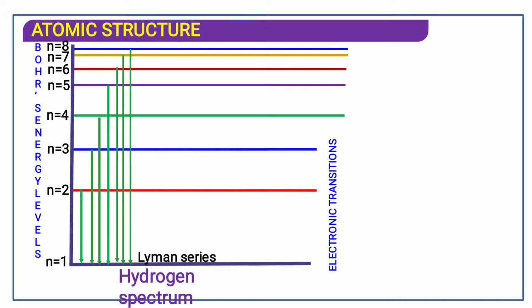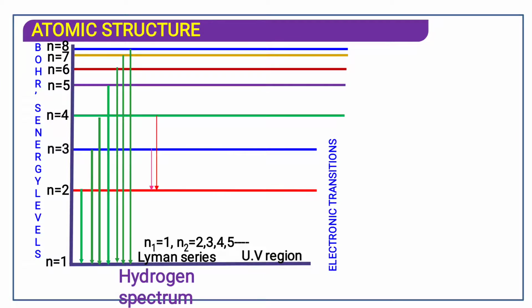Lyman series. From any number of orbits, the electron excites and falls to the first orbit, which is said to be the Lyman series, and the spectra formed is the Lyman series spectra. Here n1 equals 1 and n2 can be 2, 3, 4, 5 and so on. And the spectra is seen near the UV region.